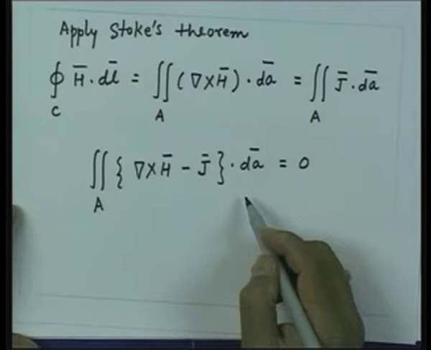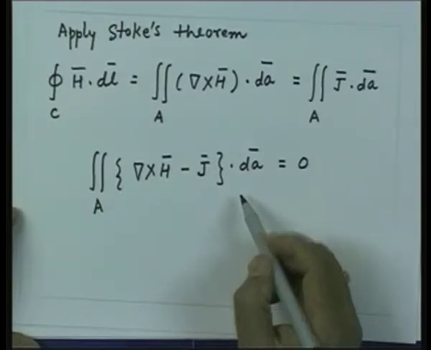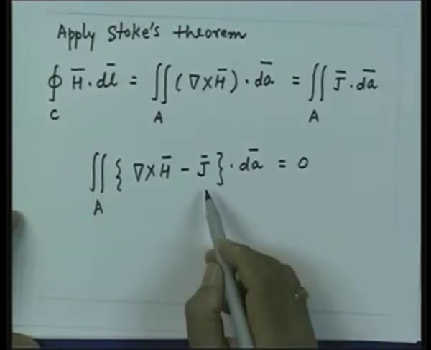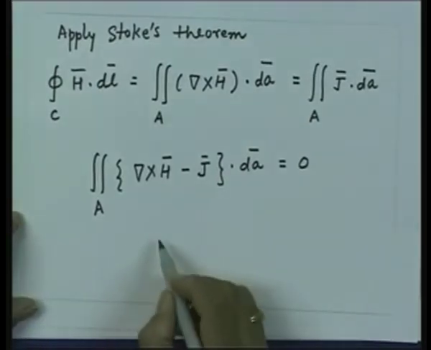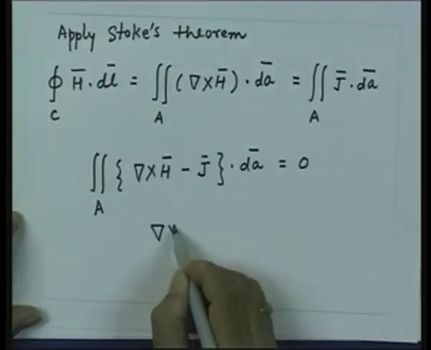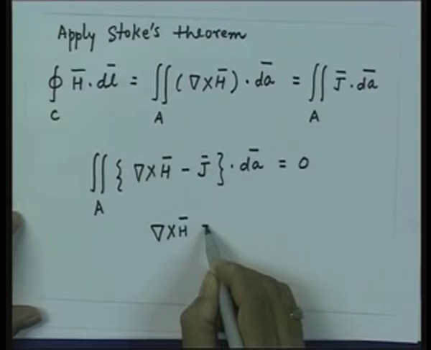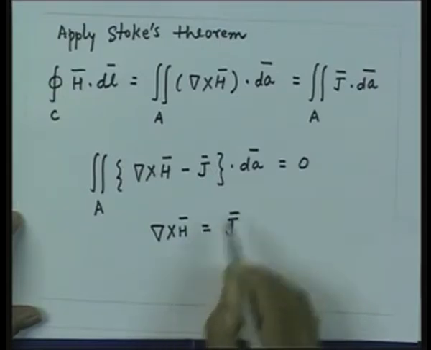Since this relation should be valid for any arbitrary area, this quantity should be identically 0. So, this gives essentially del cross H equal to J.